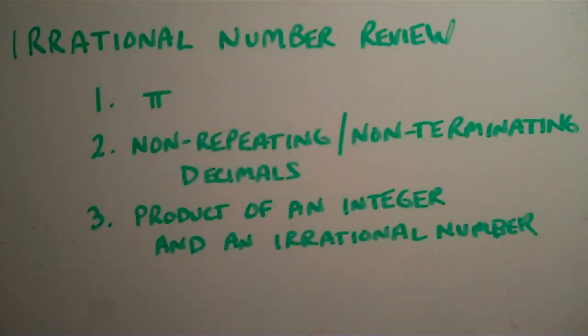Let's review the irrational numbers. 3 basic types. First of all, pi is irrational. We also know that any non-repeating, non-terminating decimal is also irrational. And lastly, anytime we have the product of an integer and an irrational number, that is also going to give us an irrational number. Let's look at some practice problems to see if you understand.